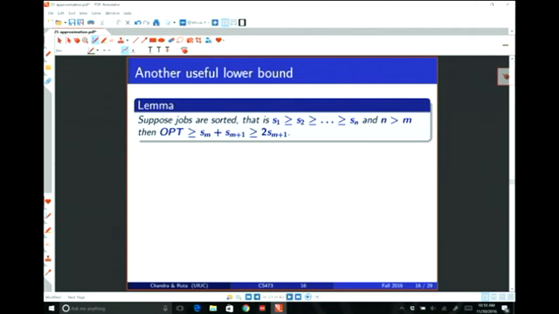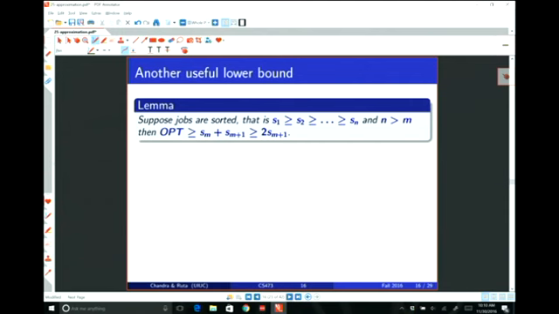If n is equal to m plus 1, then that's one of the lower bounds. Yes, you're correct. So let's first focus only on the first m plus 1 jobs. Clearly a lower bound on the first m plus 1 jobs is going to be a lower bound for the more jobs. So we restrict our attention to the first m plus 1 jobs in the sorted order. If I can argue that for only the smaller subset of jobs the opt is at least this much, then I'm done. But now do you see the argument if I restrict myself to the first m plus 1 jobs?